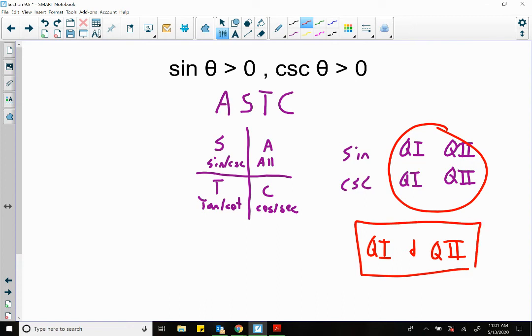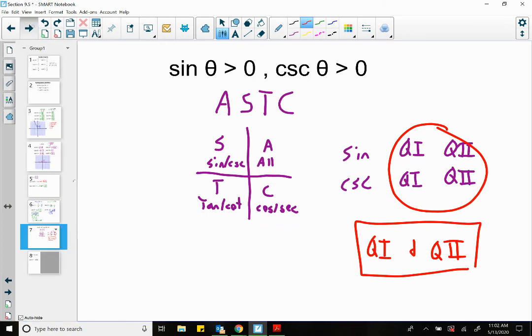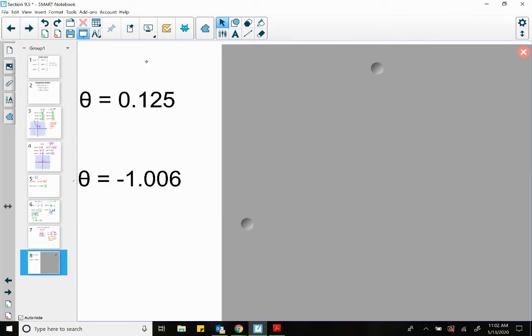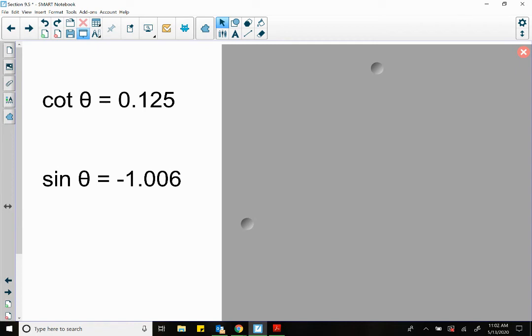There you go. Just like what we did in 9.2. Okay? They're asking the same kind of questions again. And I believe I've got one more question left. I think this is the last one. Yep. Here we go. So now they want you to use your calculator, okay? And they actually want you to figure out what theta is.